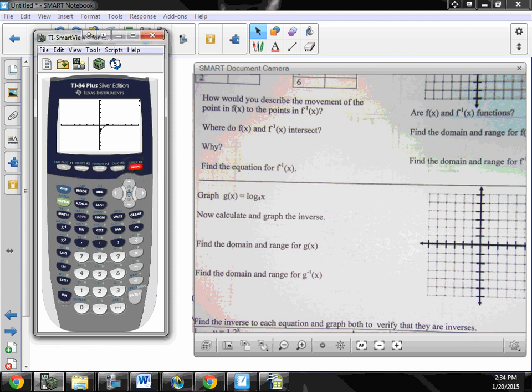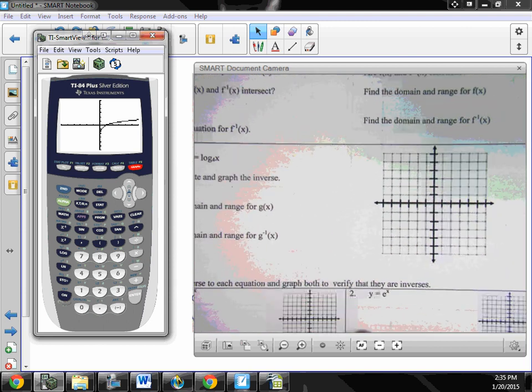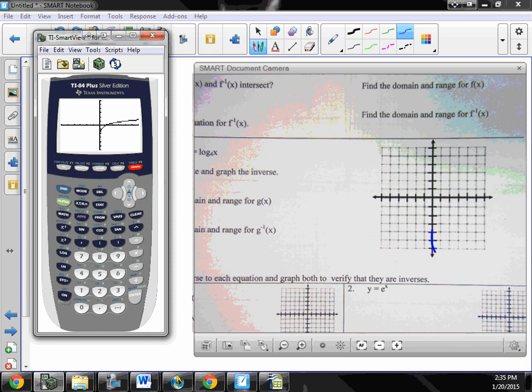Graph that. And let's change your window from -6 to 6 and -6 to 6. It'll be a little bit easier to see everything that way. Yes, just change your window to match mine. So the graph of that looks like this. Something like that.